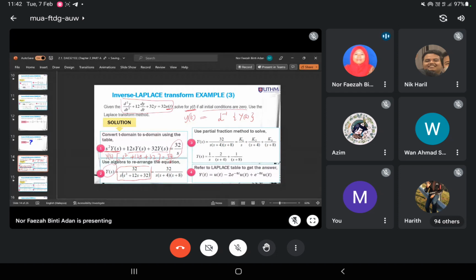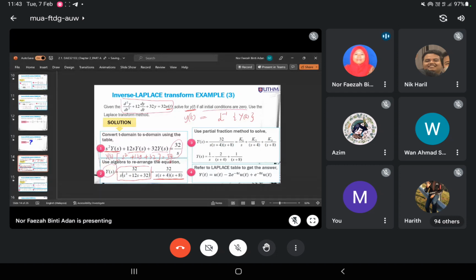Okay, so once you have gotten your S domain equation, next step adalah partial fraction. So when we are dealing with partial fraction, tolong tengok dia adalah jenis apa. Adakah dia adalah jenis yang boleh di-factorize with a linear equation. Macam ni dia adalah linear equation dekat bahagian denominator dia. So bila you factorize it, you dapat S plus 4, S plus 8.